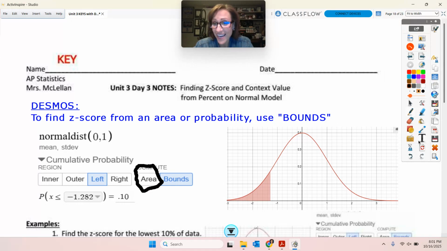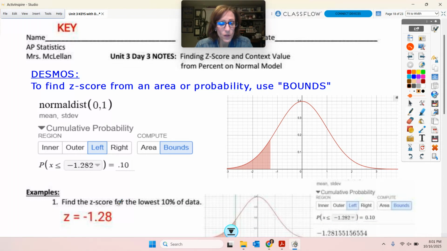All right, but now we might be doing something a little bit different, where we're going to be using a bound to actually find a location that has a certain area associated with it. So let's take a look at this first example. Here we go. So find the z-score if you have the area or the probability. We're going to use those bounds. So for example, the first one here says, hey, find the z-score for the lowest 10% of data. So that means I want 10% to the left, and what it's asking for is, what is this location right there? What is that z-score?